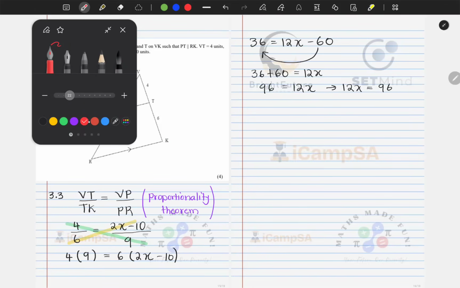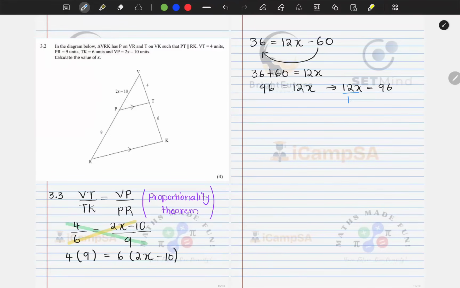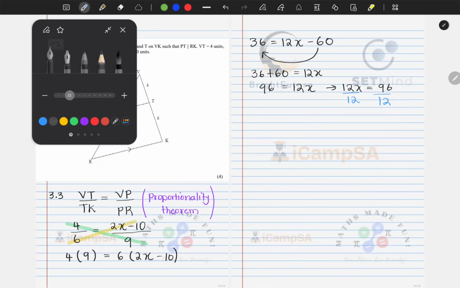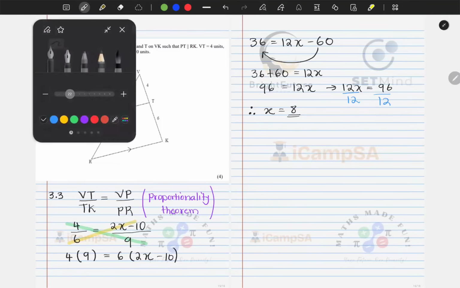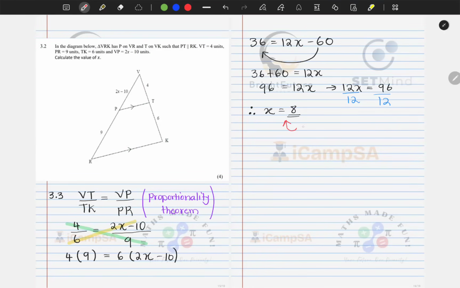Remember, our aim here is to solve for x. So we need to divide by 12 and divide by 12. And when you do 96 divided by 12, you should be getting your x value, and you'll see that the x value which we get is 8. Okay, and that is what they were looking for. Done with this problem. This here becomes our solution. And I hope that you do understand this and it makes sense.